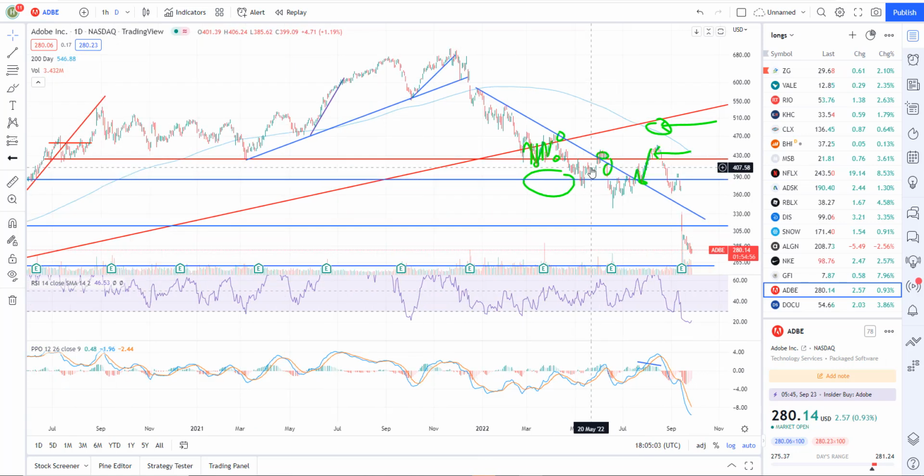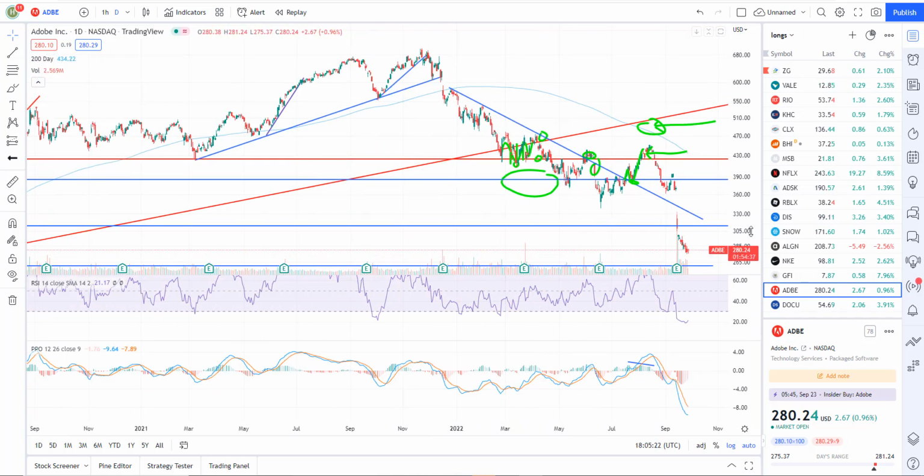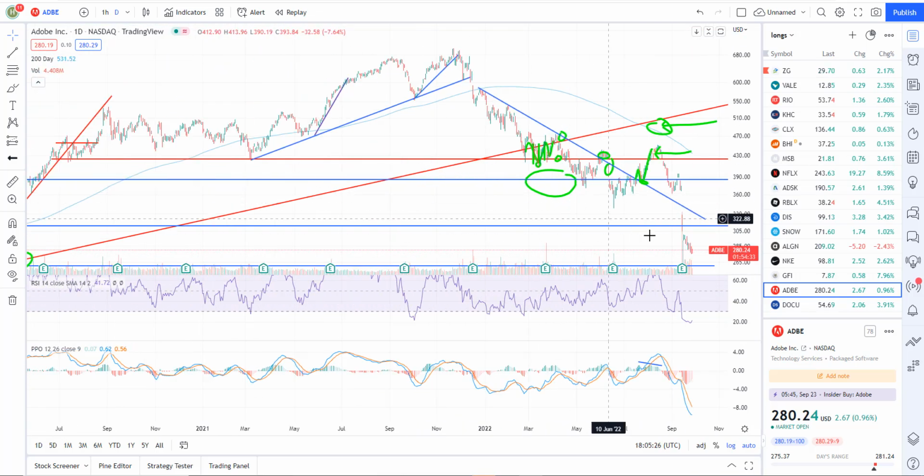Okay, Adobe. So Adobe, in my mind, is going to be a long setup. We're not there yet, so I'm not taking a trade on it yet, but I want to point it out before it shows up. I typically talk about trade setups for a couple weeks before they actually trigger and play out. Adobe. All right, so we're in a downtrend, obvious, big, huge breakdown the other day on earnings or some sort of news event.